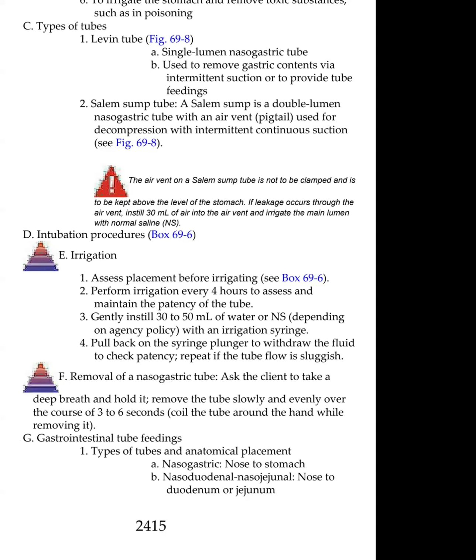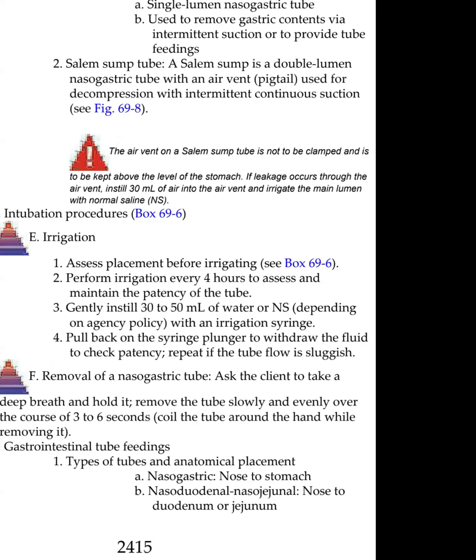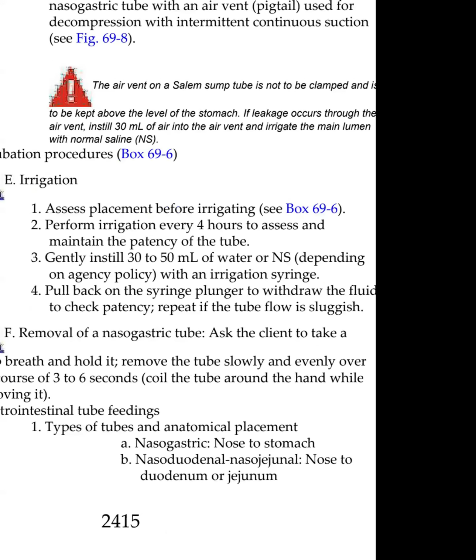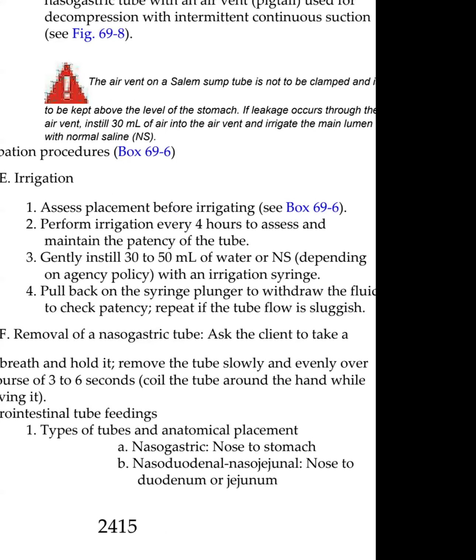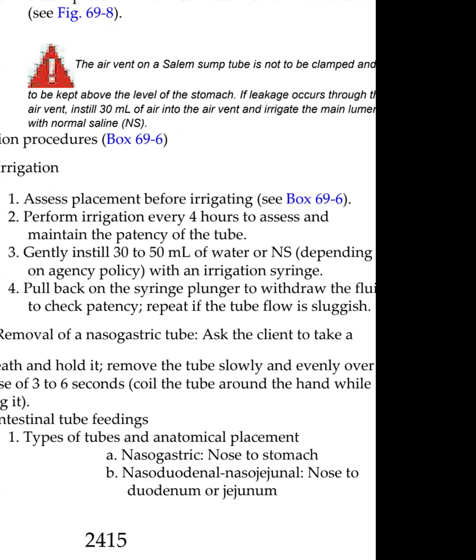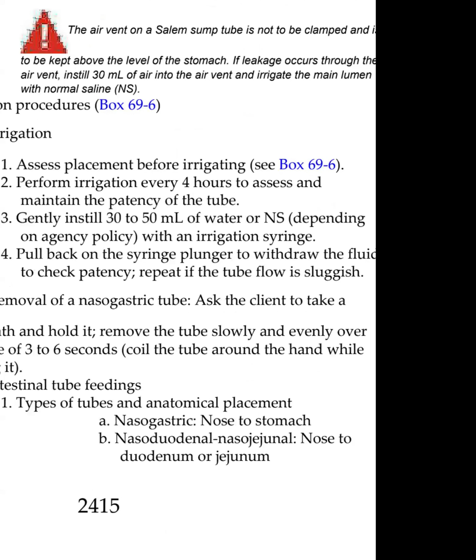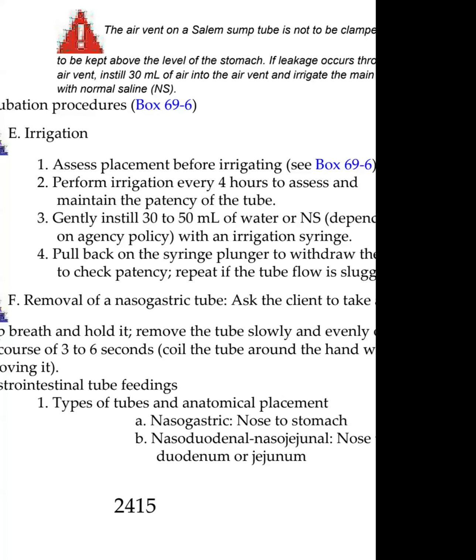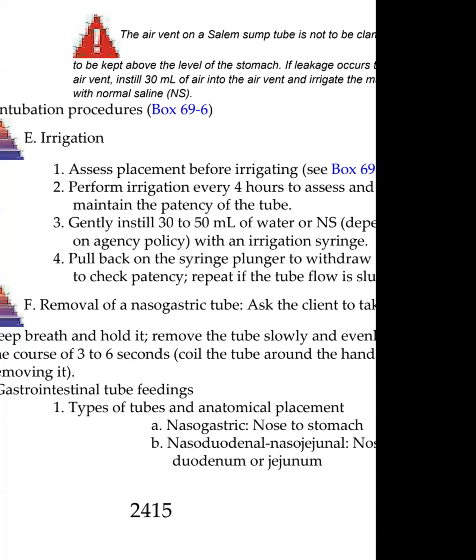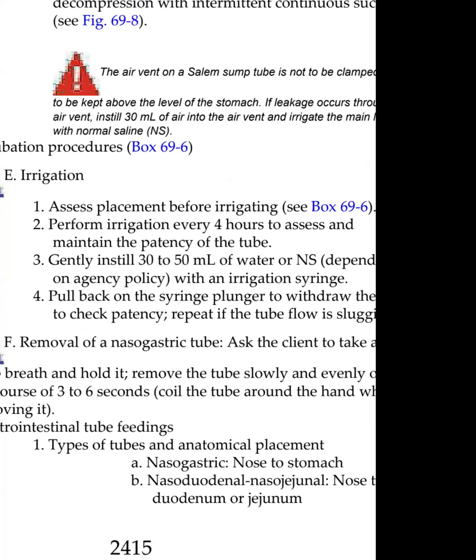Now, gently instill 30 to 50 ml of water or NS, depending on the agency policy, with an irrigation syringe. Perform irrigation every 4 hours to assess and maintain the patency of the tube. Pull back on the syringe plunger to withdraw the fluid to check patency. Repeat if the tube flow is sluggish.